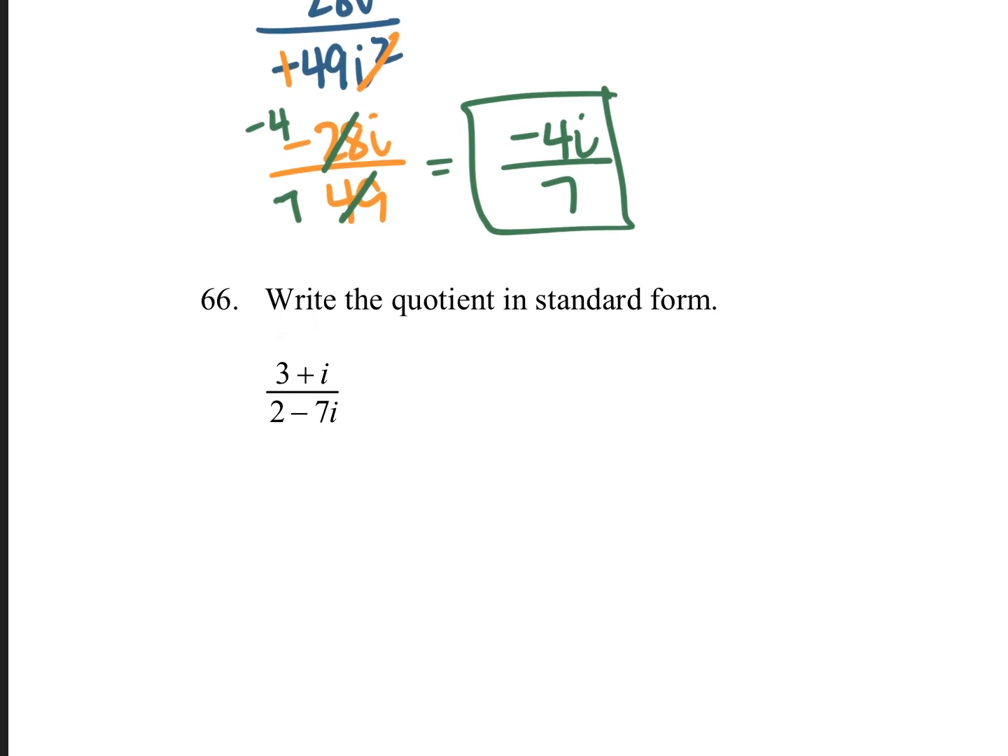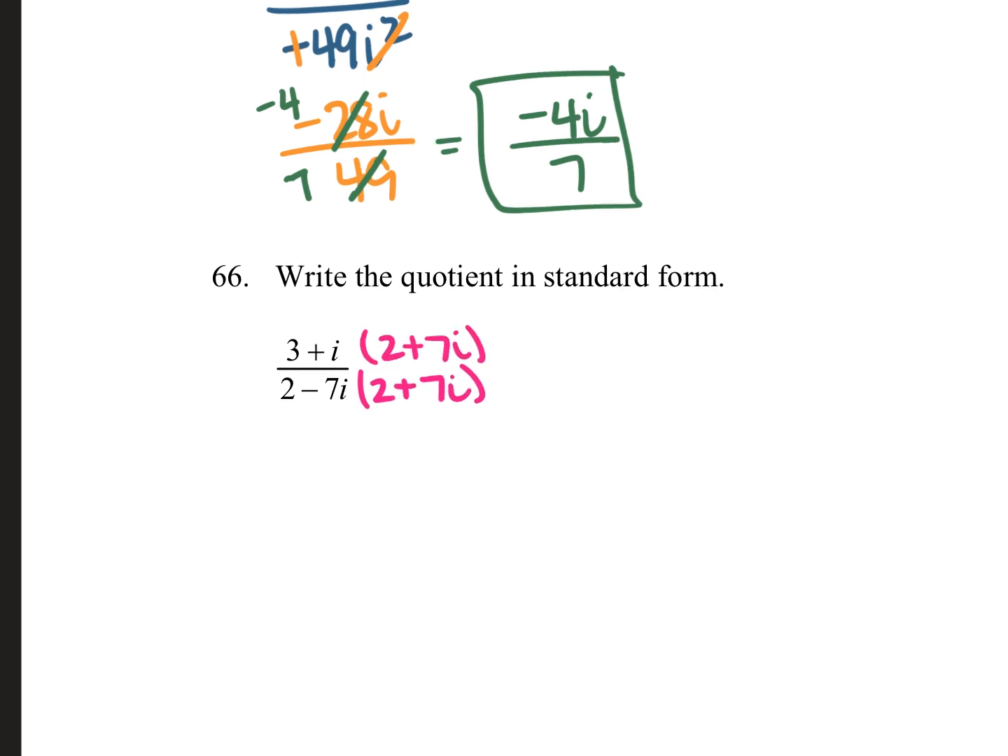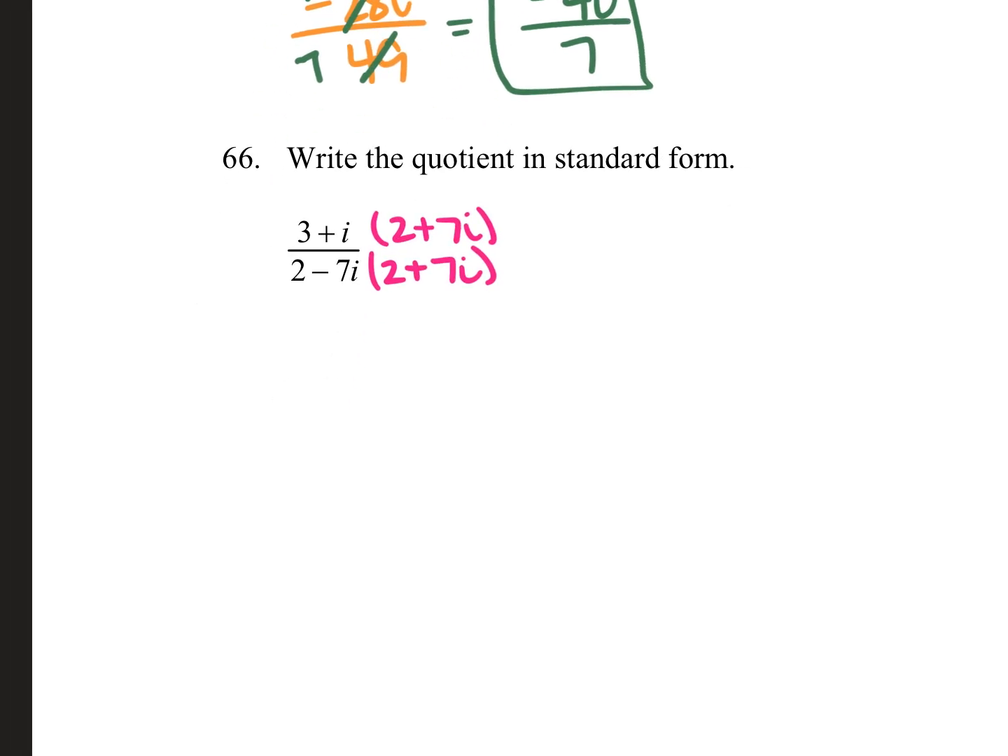For 66, same concept. Take the conjugate of the denominator, multiply top and bottom by it. So we have (3 plus i) over (2 minus 7i), and we multiply top and bottom by 2 plus 7i. So we FOIL this out. 3 times 2 is 6. 3 times 7i is 21i. i times 2 is 2i. i times 7i is 7i squared. That's all on the top.